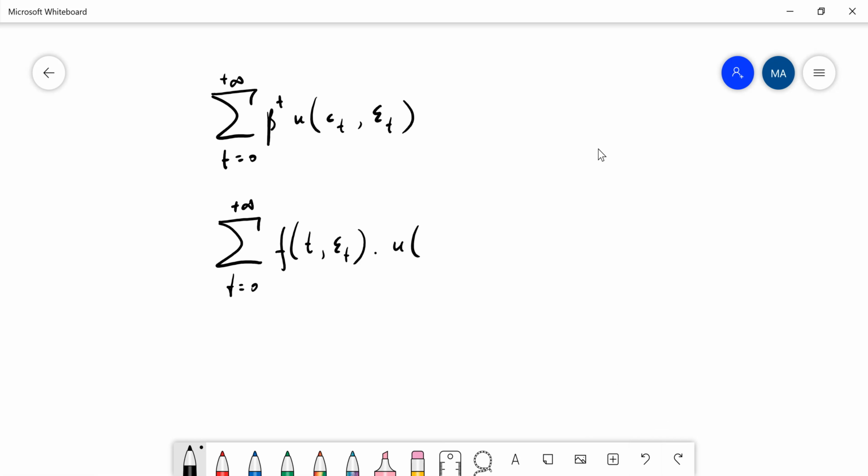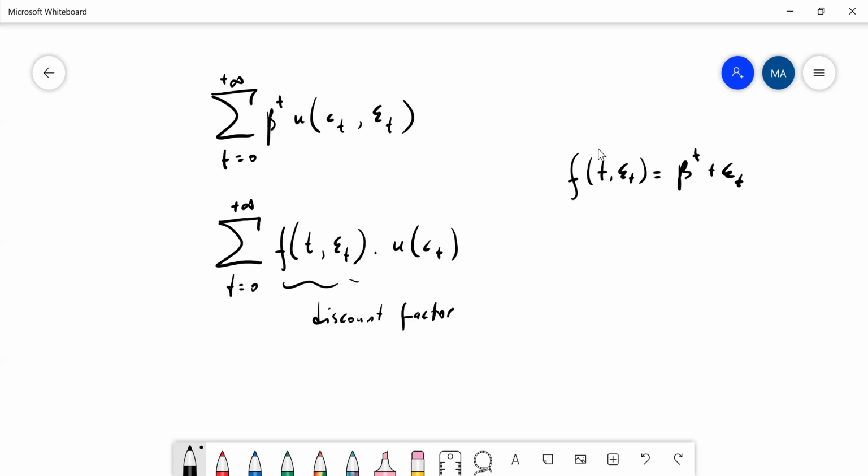And the shock affects your discount factor. Now you see the discount factor would be something like this. So F(t, epsilon), for instance, could be beta to the t plus epsilon t.